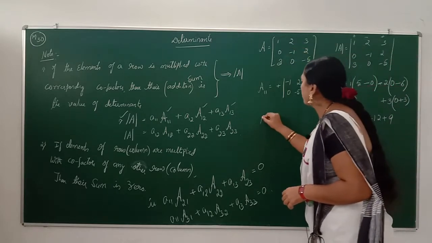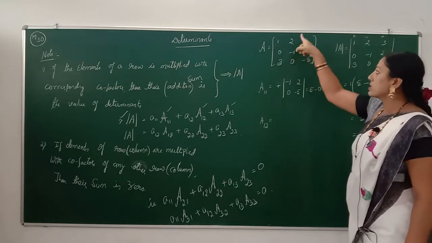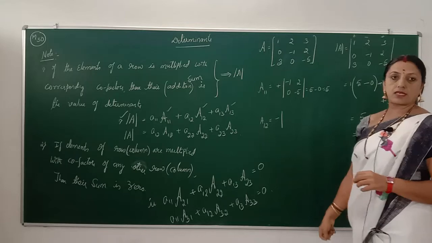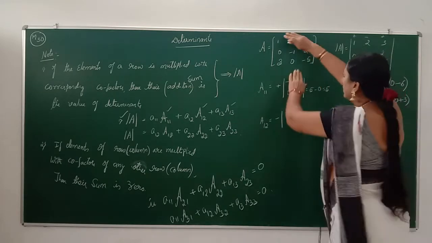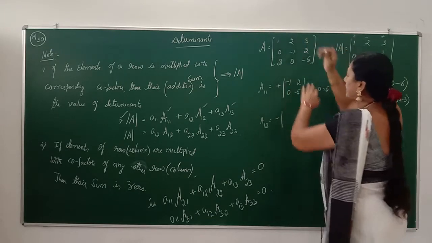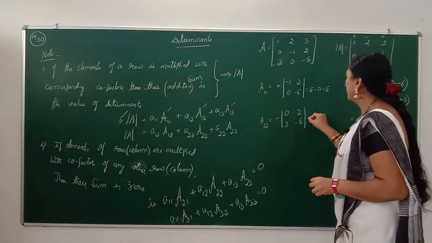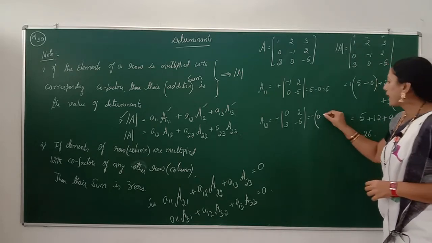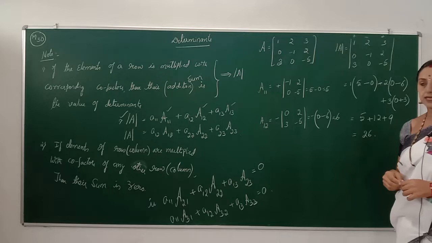Similarly A12. A12 is the element of the first row, second column, and these are multiplied with minus. So that is minus of the determinant where the first row and second column are neglected. The remaining are 0, 2; 3, minus 5. Then the product: left diagonal is 0, right diagonal is minus 6. That is minus into minus is plus 6.